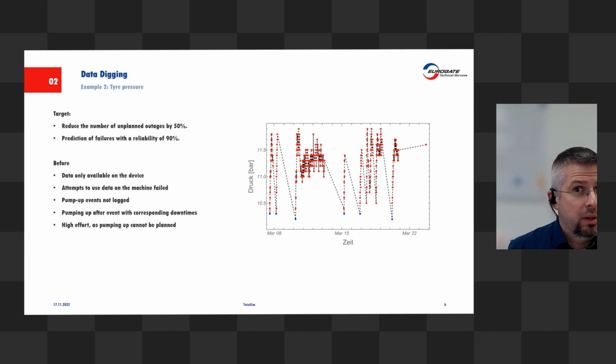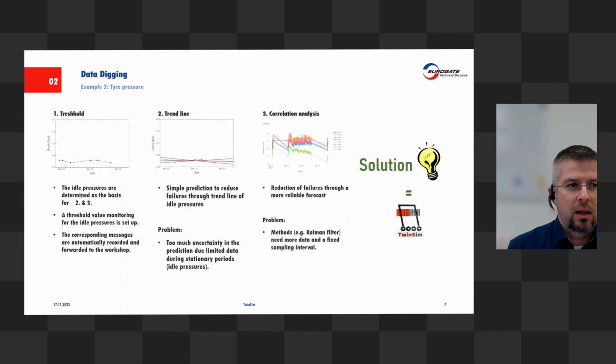And also the data was not complete, so that means pumping up events, for example, were not included. So also here we start a POC to make it better. And the POC was split in 3 steps. First, we collected data to a central database from some machines, not all, but some of them.